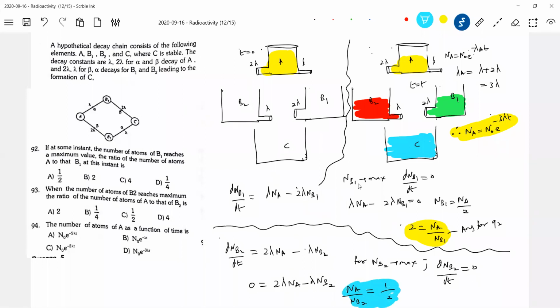Okay, let's see what the next part is. So nothing bigger, don't get scared. If you can break things up clearly, it'll be much easier. The number of atoms of A as a function of time. I think that's what this equation is, no?